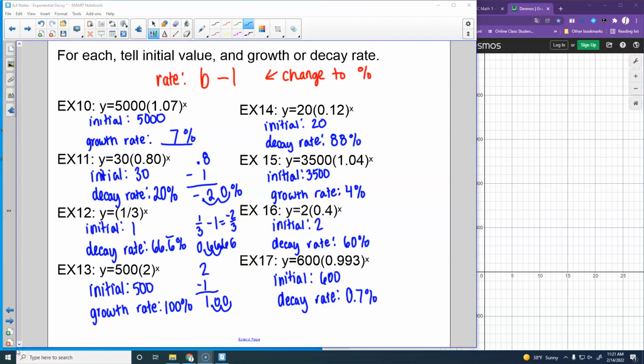Case 20, decay rate is 88%. For 15, initial value is 3,500. Growth rate is 4%. 16, initial value is 2. Decay rate is 60%. Example 17, initial value is 600. Decay rate is 0.7%. Okay. Any questions on how to do that?